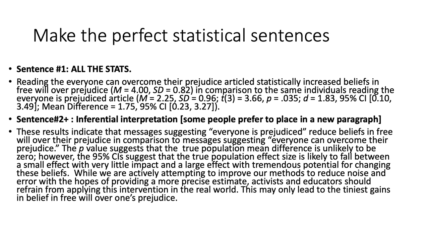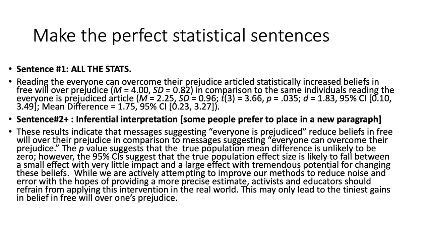All right, so I know a lot of folks like the rules of how to write in APA and all that. So let's just show how I would present this finding. You can copy my sentence directly. I'm trying to present all my statistics in one sentence. Reading the Everyone Can Overcome Their Prejudice articles statistically increased beliefs in free will over prejudice in comparison to the same individuals reading the Everyone is Prejudiced article.